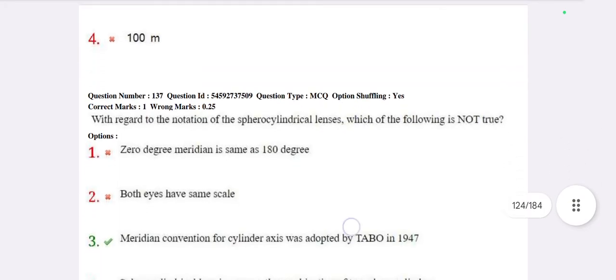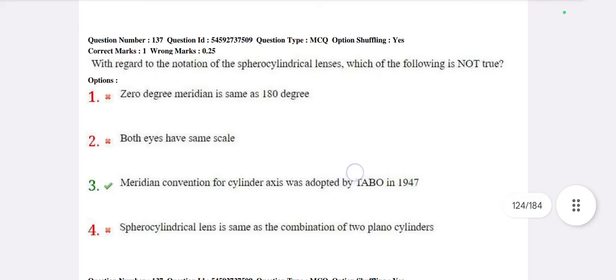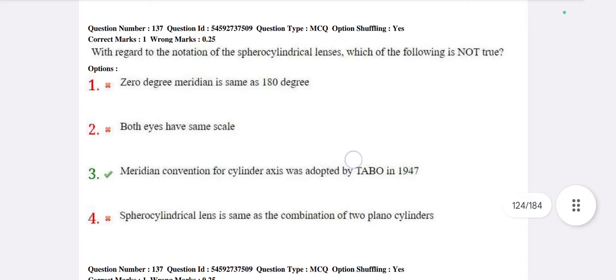Our next question is, with regard to the notation of the spherocylindrical lens, which of the following is not correct? Our right answer is option third. Meridian convention for cylindrical axis was adopted by TABO in 1947.